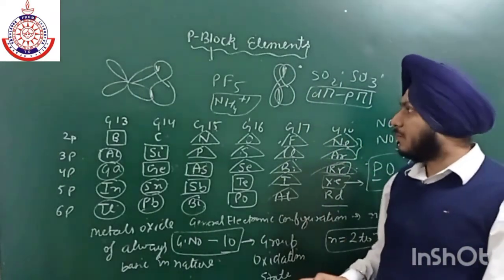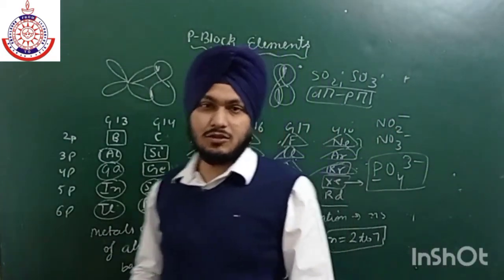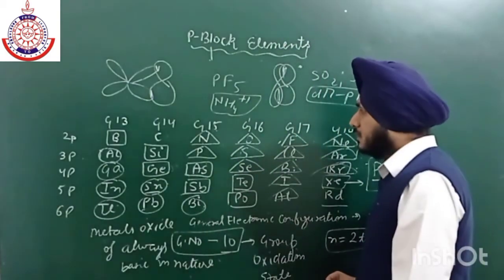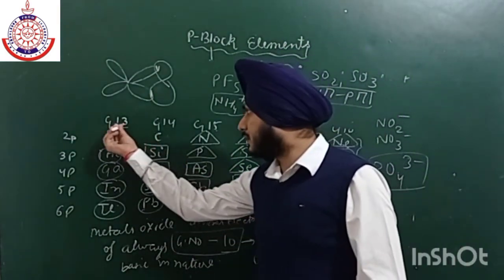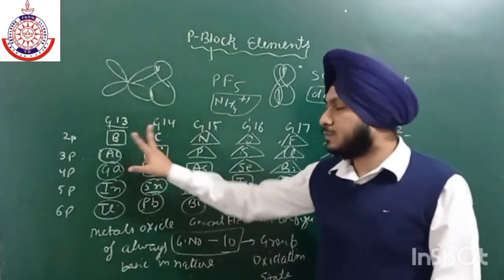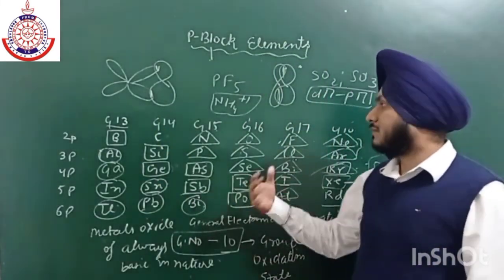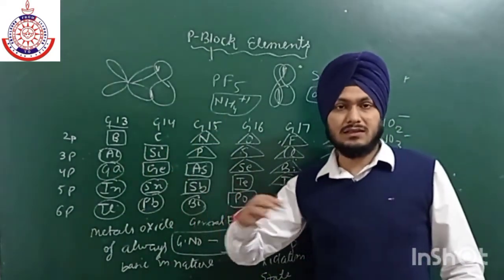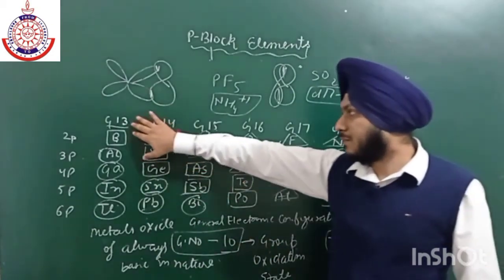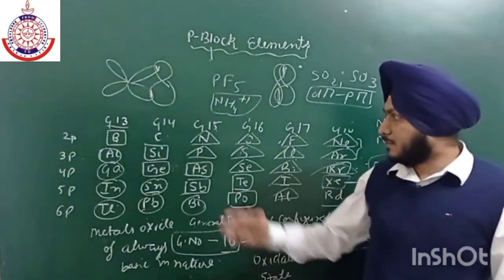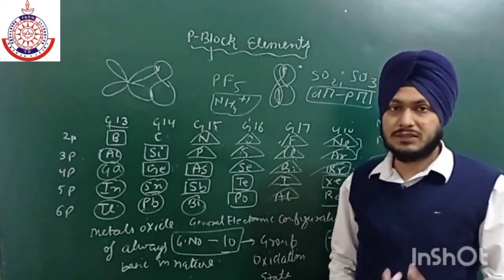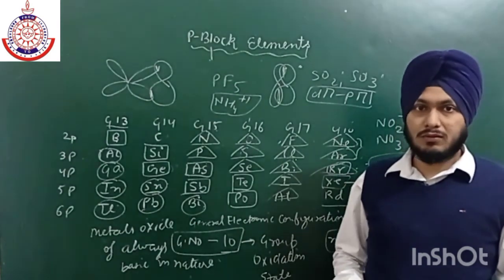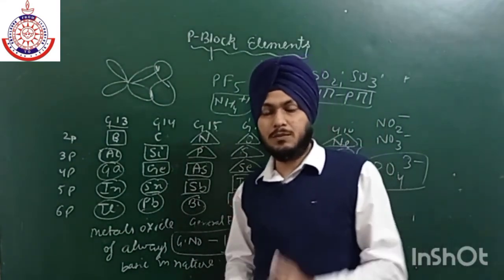So this is all about the general characteristics of p block elements. Now for plus one, we will start with group number 13. There are only two groups in 11th class, and then in 12th class we will discuss these four also. So in the next class we will start from group number 13, that is the boron family. We will discuss their physical and chemical properties also. So this is all about the general characteristics of p block elements.